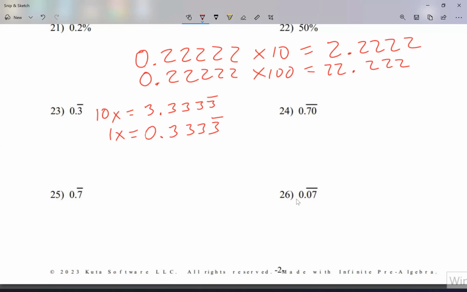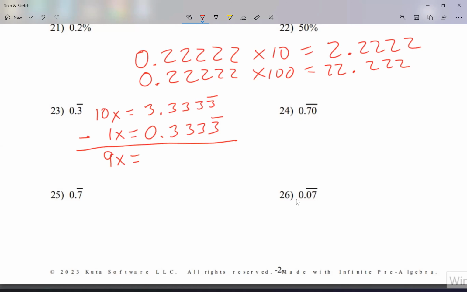So 1 times x, where x is the fraction I'm solving for, is 0.33333333, a bunch of 3's. 10 times x is 3.3333 and a bunch of 3's. Now let me subtract the top minus the bottom, and then I have an equal sign there. On the left side, 10x minus 1x. We know how to do 10 minus 1. That's going to give me 9x.